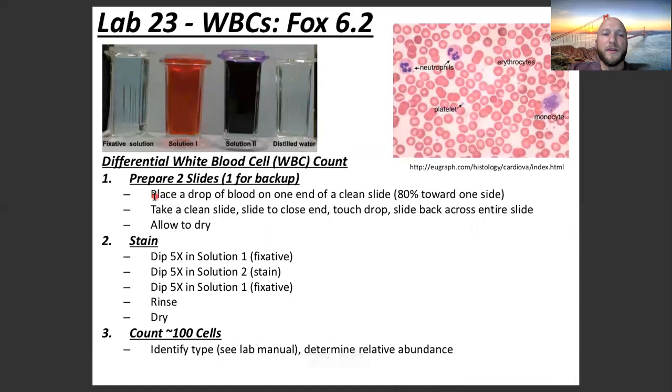You then take it over to the stains. We're going to dip it 5 times in solution 1, which is a fixative, 5 times in solution 2, which is a stain, and then 5 times again in solution 1. We're going to rinse and let it dry. We are then going to count 100 cells.